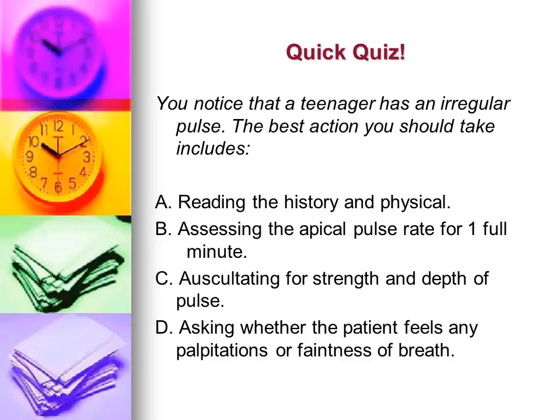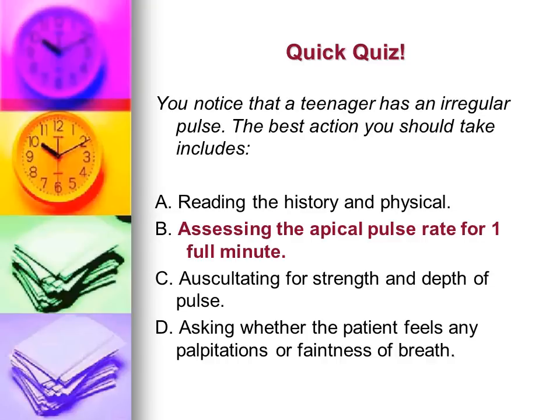You notice that a teenager has an irregular pulse. Your best action would include, if you selected B, assessing the apical pulse rate for 1 full minute, you are correct. Normally you would check the radial pulse, but if it is irregular, you want to check then the apical pulse for 1 full minute.